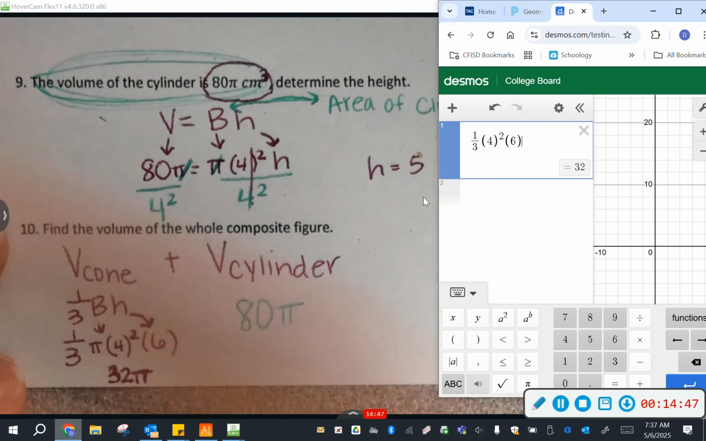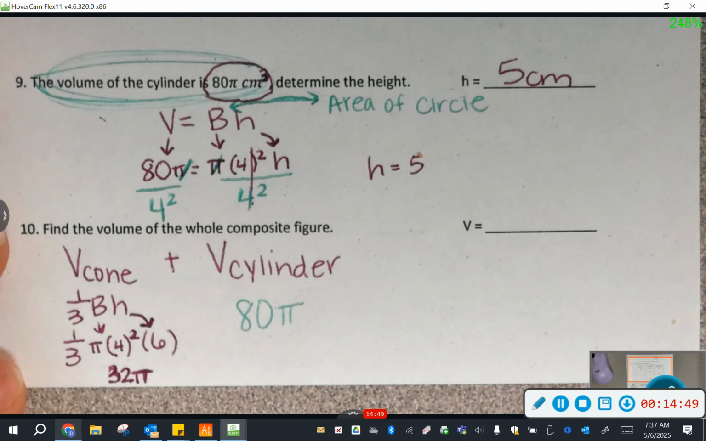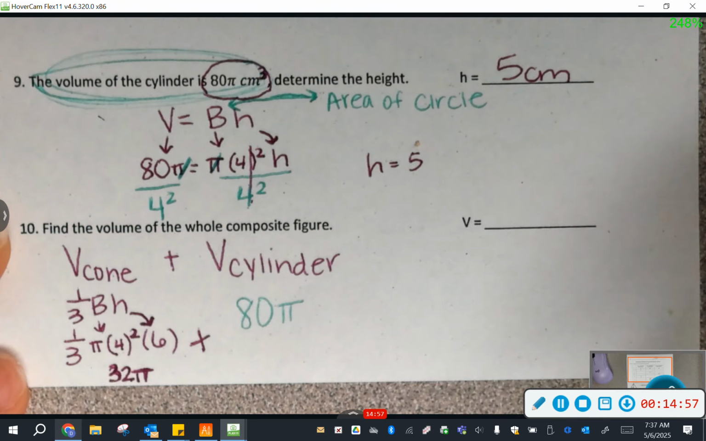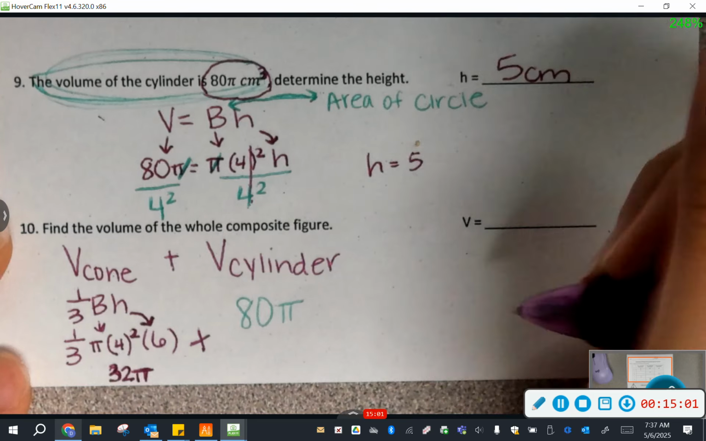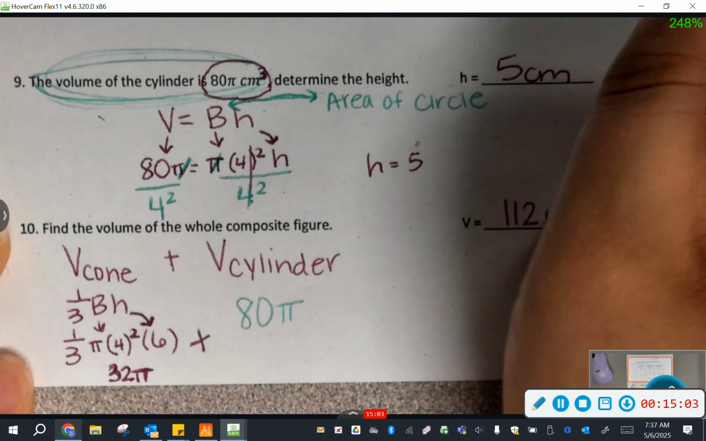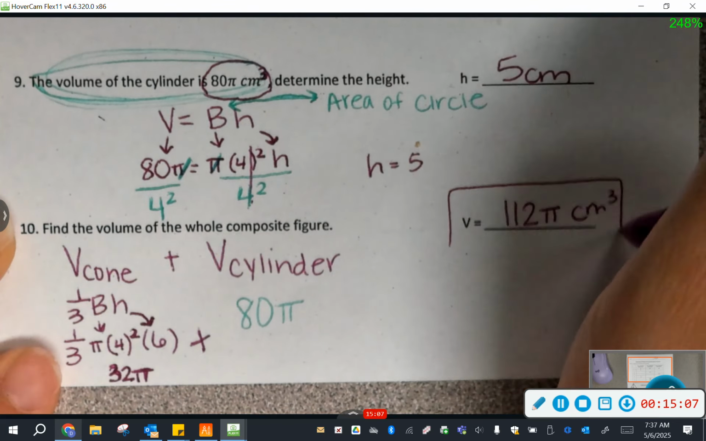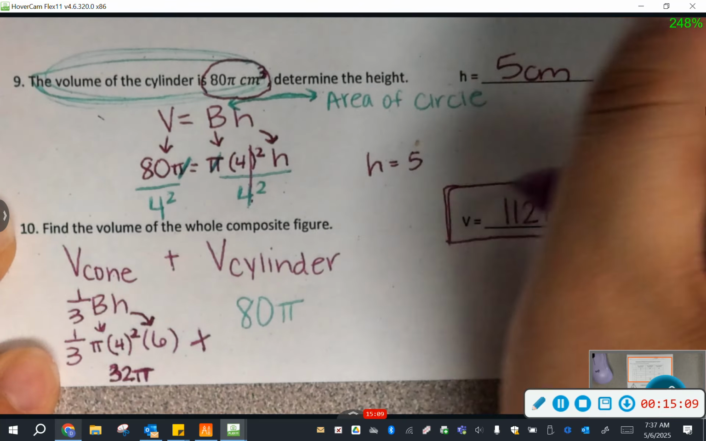All right, what do I need to do? Add them together. What is 32 pi plus 80 pi? Can I add them together? Why? They both have pi. Add them together. What is 32 plus 80? Is it 112? So my volume of this whole thing is 112 centimeters cubed.